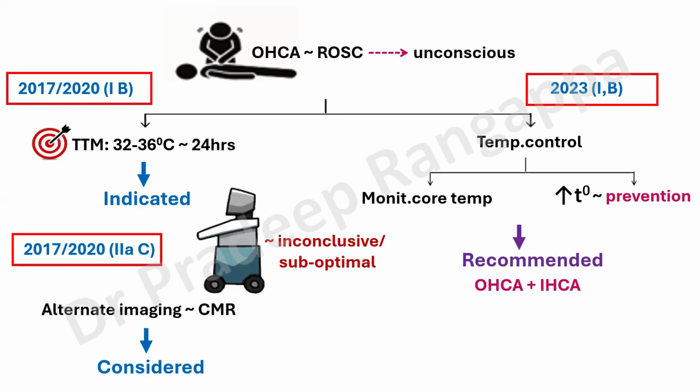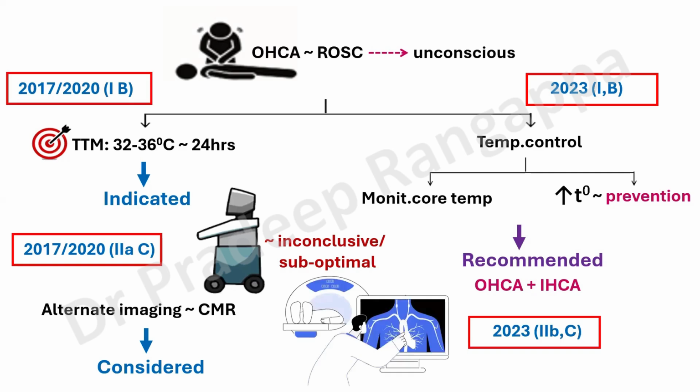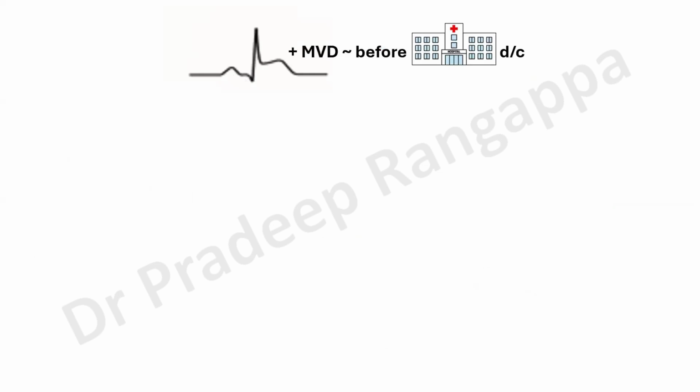In 2017, the suggestion was if your echocardiographic evaluation is inconclusive or suboptimal, alternate imaging like cardiac MRI should be considered, and that remains the same even in 2023. There is a moderate recommendation, and it is with a weak level of evidence, that cardiac MRI has to be thought of when your echo evaluation is suboptimal or inconclusive. And this is for patients with the ECG changes before hospital discharge.